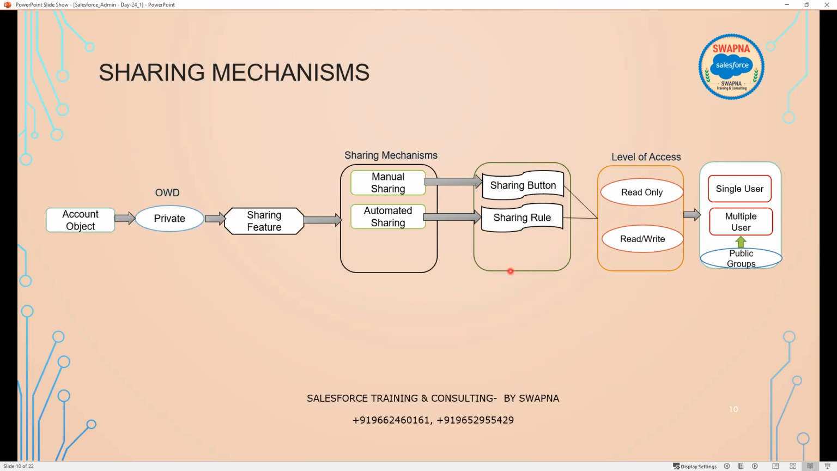Now the next one we have is Apex sharing. In Apex sharing, this is code. Using business logic, we have to share the record to a single user or multiple users. That means we need to implement logic for the Apex sharing. Now, what is the reason? Now, I already have manual sharing.